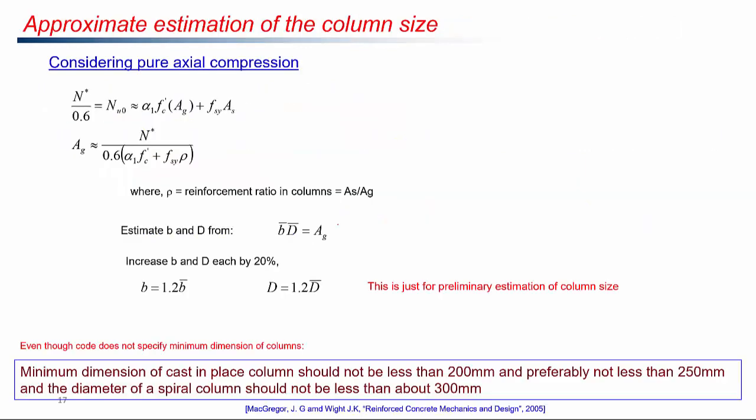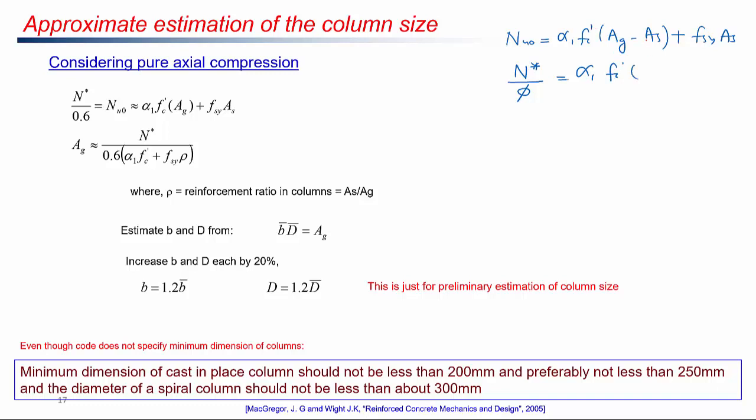Now for point 2, where we have to approximate the size of the column for the design, we can use this approximation method. In this method, basically we consider the pure axial compression capacity of the column. For the pure axial compression capacity, N u naught, you know that it is alpha 1 f c dash, gross area of concrete minus area of steel, plus f sy A s, isn't it? This is the pure axial capacity of the concrete subjected to pure axial compression only. N u naught can be written as N star divided by phi, isn't it? So phi is taken as 0.6 in this case of pure axial compression, and alpha 1 we know, f c dash we know as well.